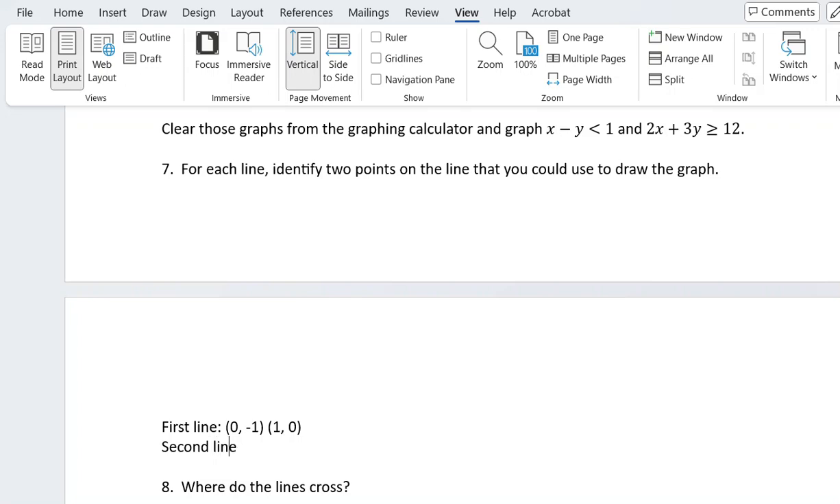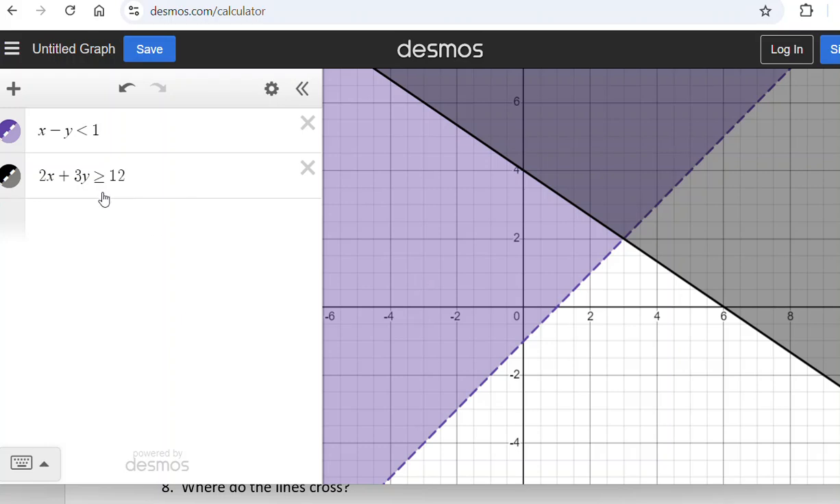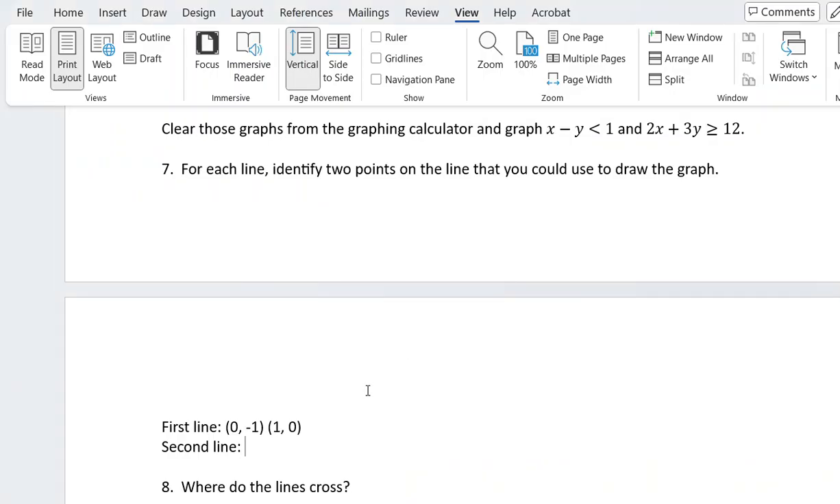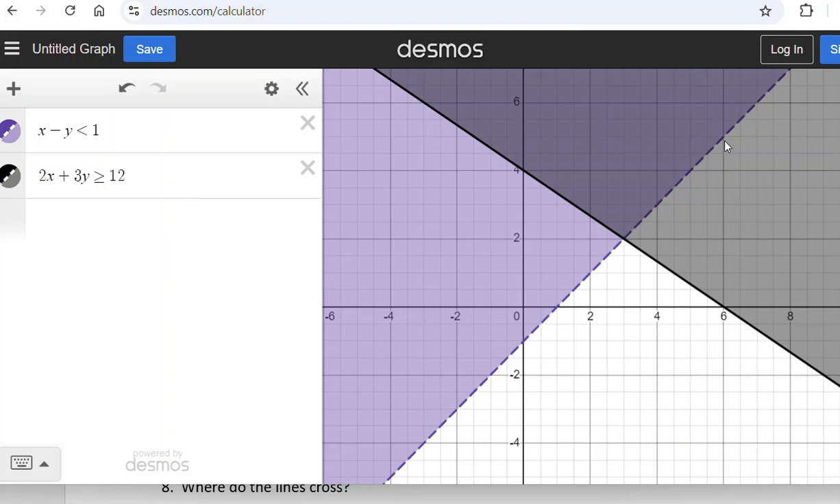And then for my second line, 2x plus 3y is greater than or equal to 12. That's the black line. So click on the black line, I'll get some points. (0, 4) and (6, 0) are going to be 2 points on the black line. And again, we notice that the black line is a solid line because we have greater than or equal to. The purple line is a dotted line because it's less than, not less than or equal to. And that's what we see in our graph.